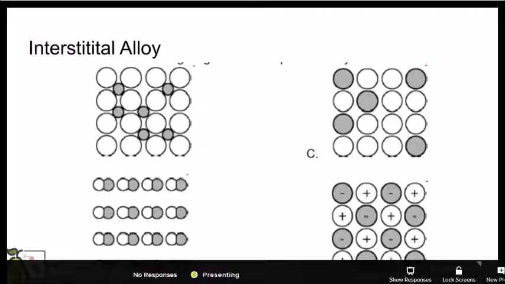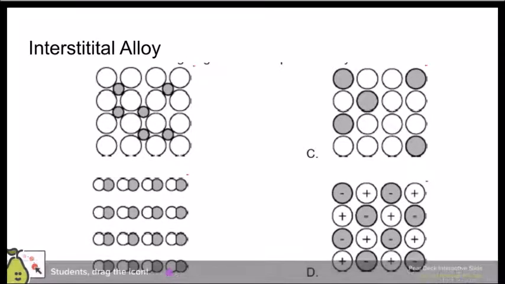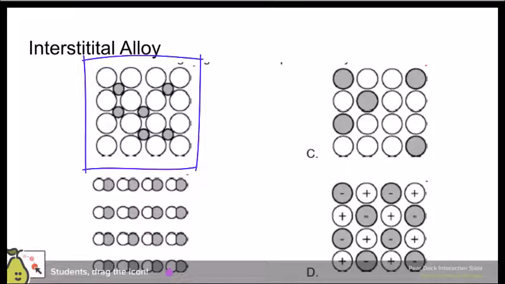So looking at all these and remembering what we talked about earlier, what is an interstitial alloy? You can take your thumbs up icon and drag it on top of the one that you think is the interstitial alloy. All right, I like this. So yes, the top left one, this one right here, is the interstitial alloy. The one that's not substituted, the one where we fit the smaller atoms in amongst the bigger atoms.